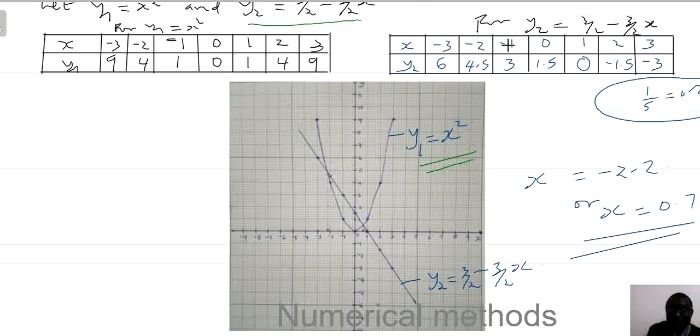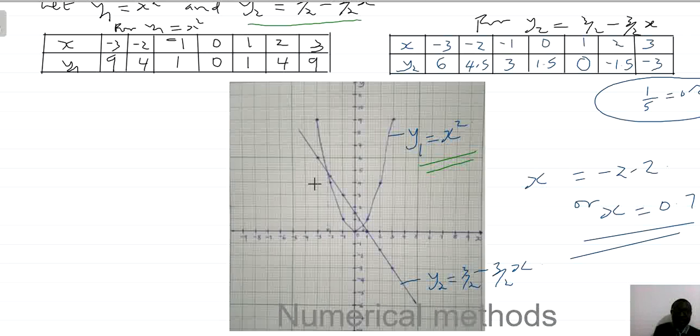So a point is here. Then we have negative 1, 3. Negative 1, 3. This is the point. Then you have 0, 1.5. That point 0, 1.5 is here. And so on up to 3, negative 3. 3, negative 3. This here is the point. So we are done with plotting the two graphs, the two curves, the curve and the straight line on the same graph.